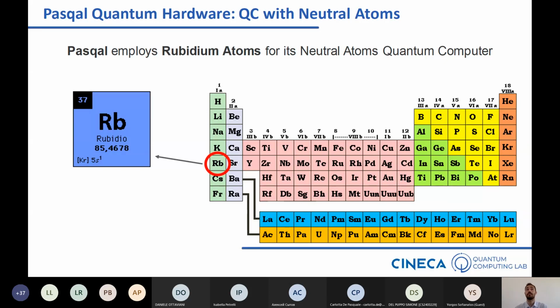The quantum computer made by Pascal employs rubidium atoms. The neutral atoms that they chose are rubidium, because they have particular properties that we're going to see during the next slides. A rubidium atom is an atom that has basically one electron in the last orbital, in the outside orbital.